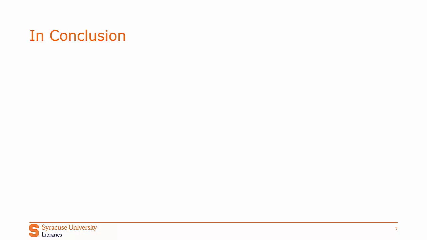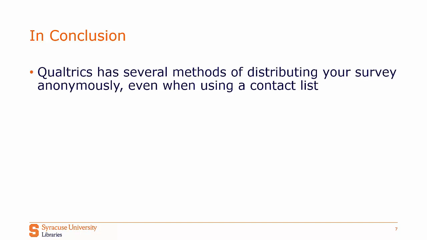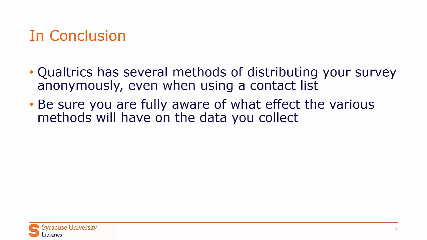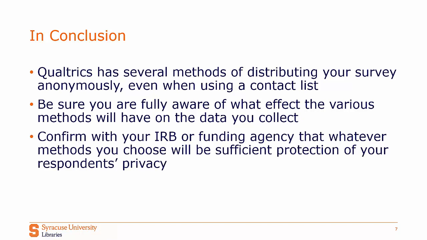So, in conclusion, Qualtrics has several methods of distributing your survey anonymously, even when using a contact list. Be sure you are fully aware of what effect the various methods will have on the data you collect. And confirm with your IRB or funding agency that whatever methods you choose will be sufficient protection of your respondent's privacy.